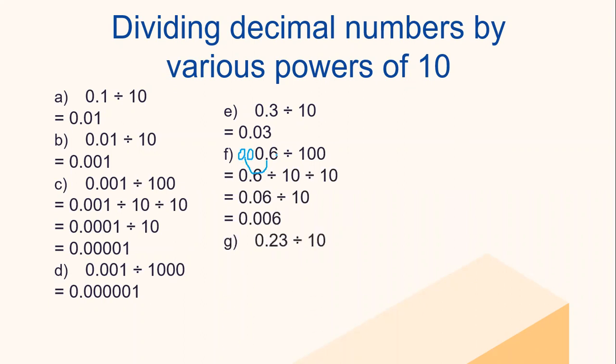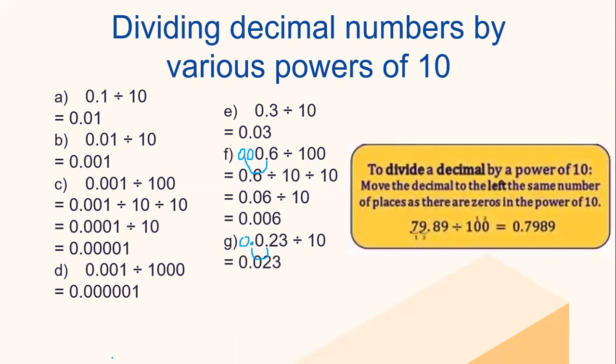That's also the same. This one, 0.23 divided by 10. 0.023. Good. Your point will come here, right? One step left. So your result is 0.023. Forget that previous point. Okay. So, you understood the rules, right?